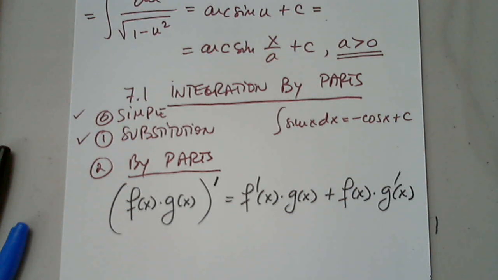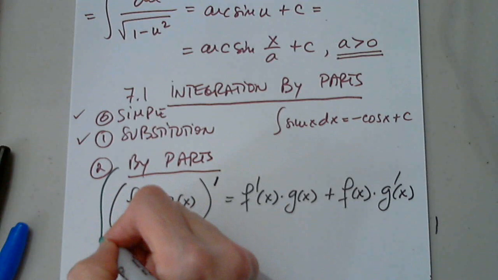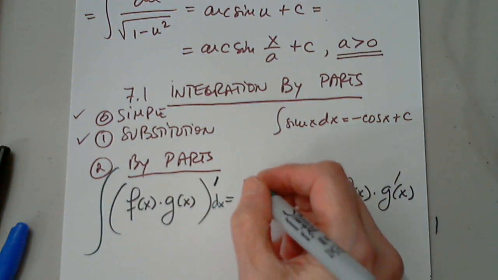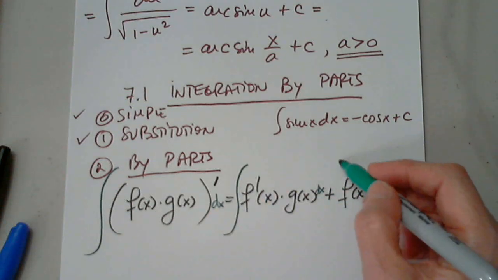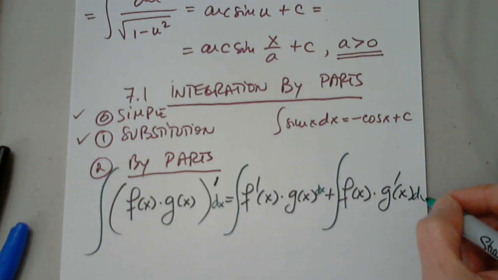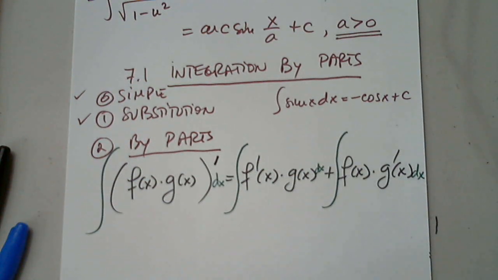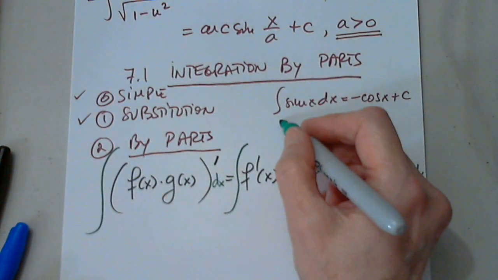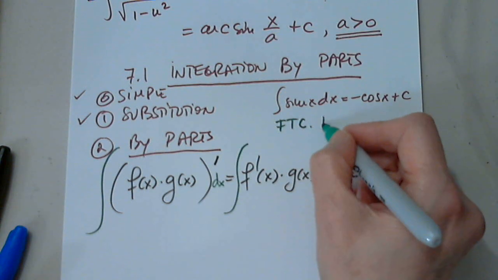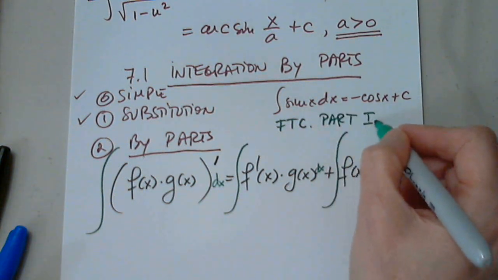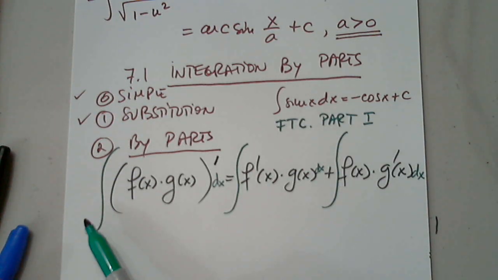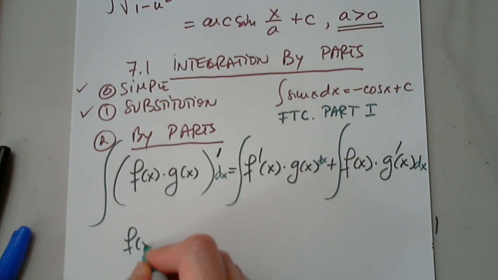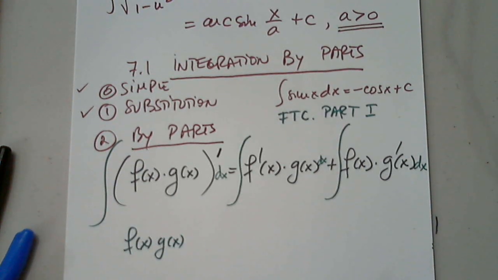Fine. Now what happens if we integrate the left-hand side? Of course, don't forget dx. And we integrate the right-hand side. Of course, don't forget dx. I already separated into two integrals. Don't forget dx. Let's see what happens now. When we integrate a derivative, by the fundamental theorem of calculus part 1, or we differentiate an integral, we get the function back. So we get here f of x times g of x.